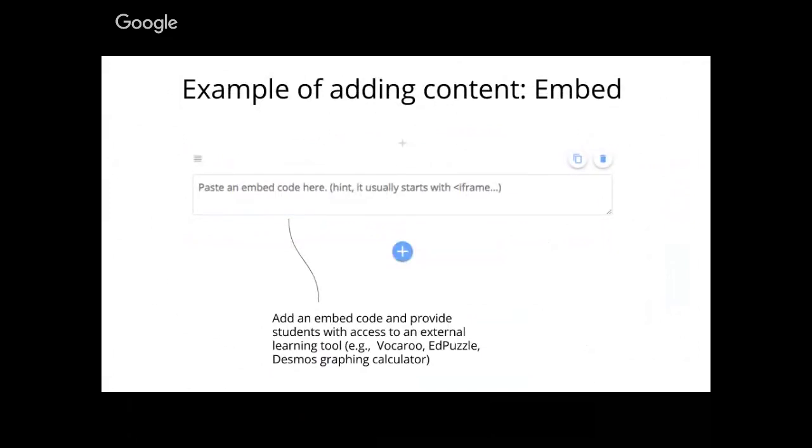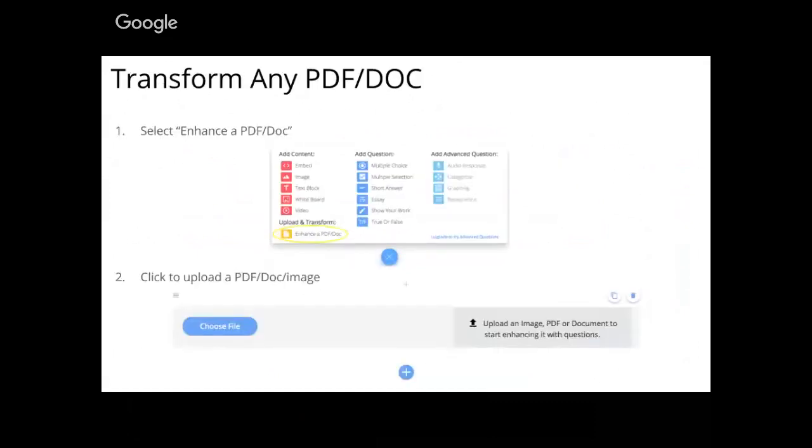Example of adding content. You can add an embed code and provide students with access to external learning tools, like Edpuzzle, for example. You can transform any PDF or document. That's circled there in yellow. And you would just choose the file and upload it.